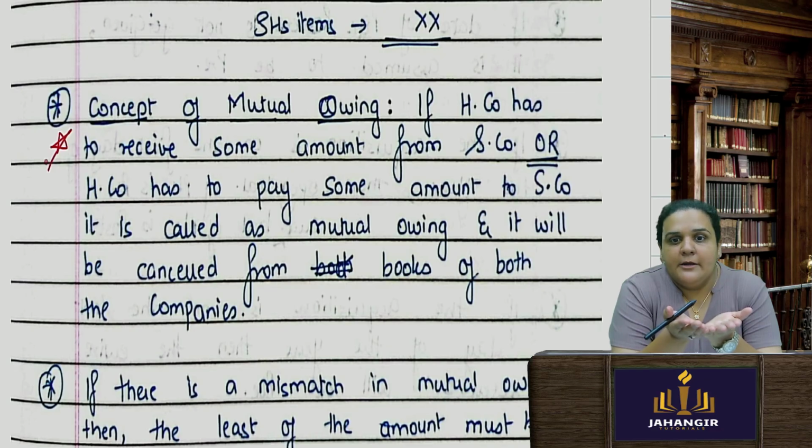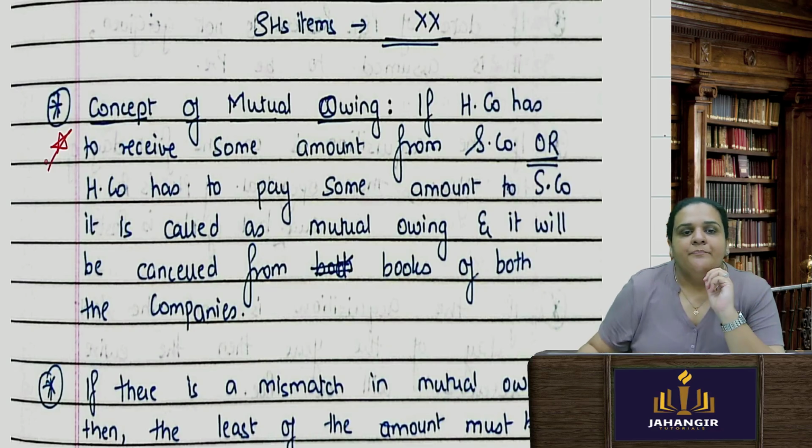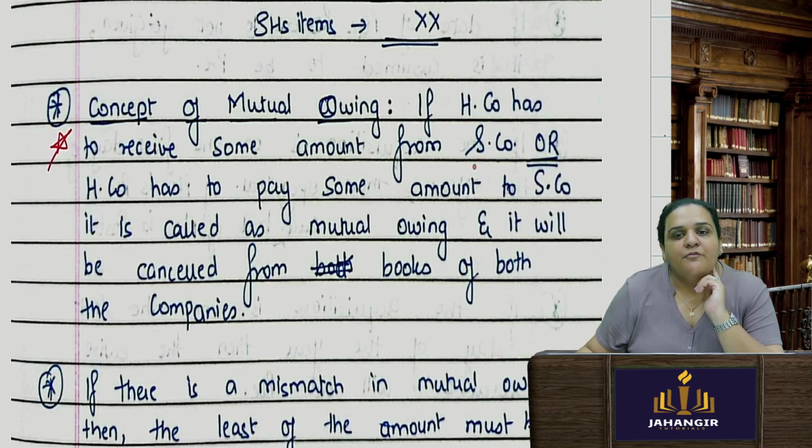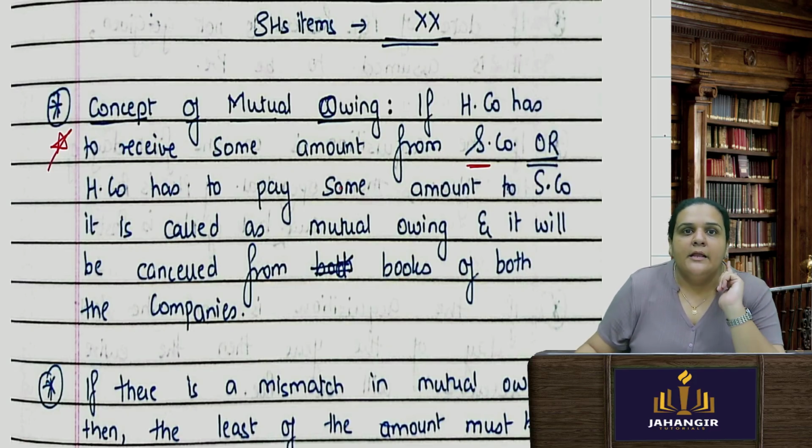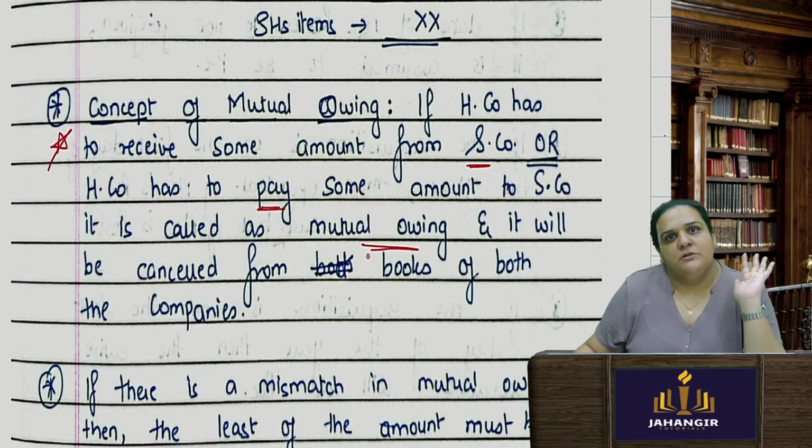accounting treatment? So what here we do is, if holding company has to receive any amount from subsidiary company, or holding company has to pay any amount to subsidiary company, we will say this is a mutual owing, and then we will cancel it from the books of the companies.